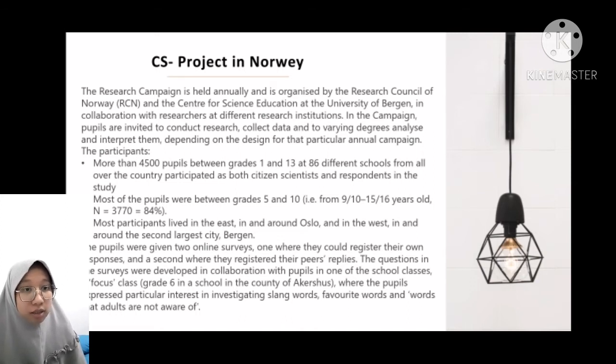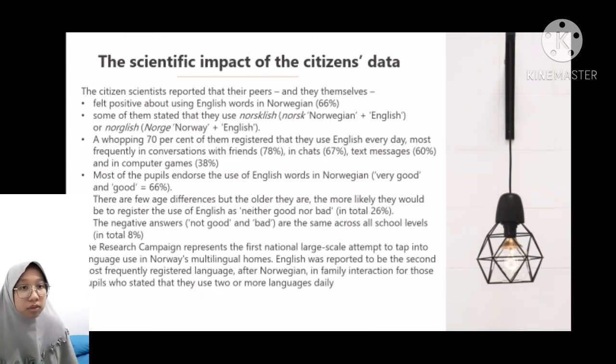The questions in the surveys were developed in collaboration with pupils in one of the school classes, a focus class, where the pupils expressed particular interest in investigating slang words, favorite words, and words that adults are not aware of. So, the scientific impact of the citizen data: the citizen scientists report that their peers and they themselves feel positive about using English words in Norwegian, 66%. Some of them stated that they used Norsklish, or Norwegian plus English, or Norglish, Norway plus English.